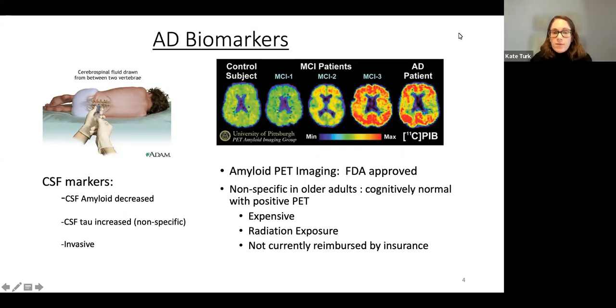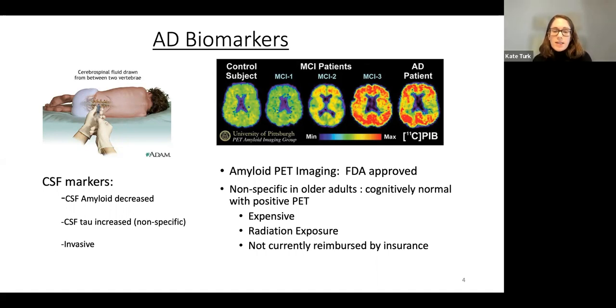And so alternatively, there are PET images, which can sometimes give us a lot of the same information. We're going to be talking primarily about amyloid PET imaging, which is FDA approved and has been for years. There are some pluses and minuses of these techniques. They can be relatively non-specific in older adults, in that we think a lot of older adults tend to accumulate amyloid as they age. So in the setting of a cognitively normal person who has a positive PET scan, it can be hard clinically to know what to do with that situation.